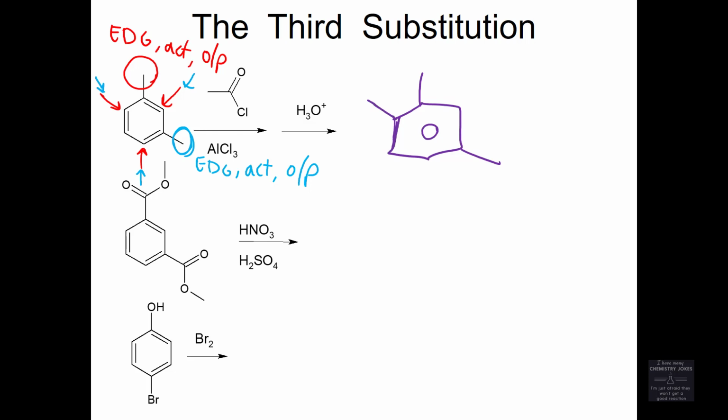What am I putting on there? It's not a nitro this time. It's an acyl group. That acyl group. So I've got meta-xylene. I started with meta-xylene, and I added an acyl group next door to one of them. Okay.